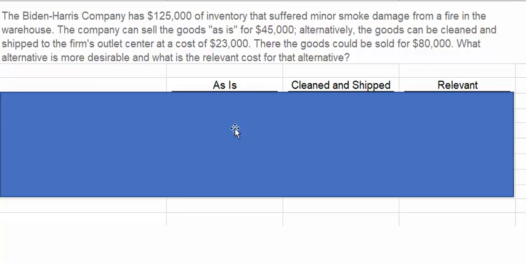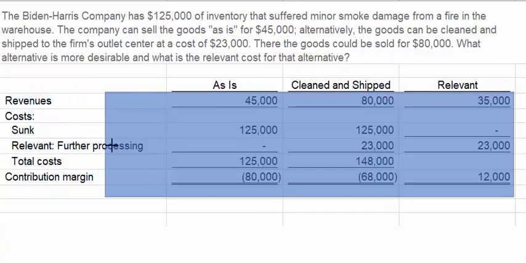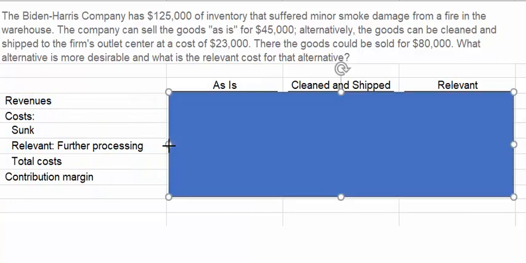Now, this is how I would lay out this analysis if I was asked to put this together. First off, I would want to put a schedule of the revenues, and then for educational value, I'm going to list which costs are sunk, which ones are relevant, what the total is, and then what would the margin be from this.